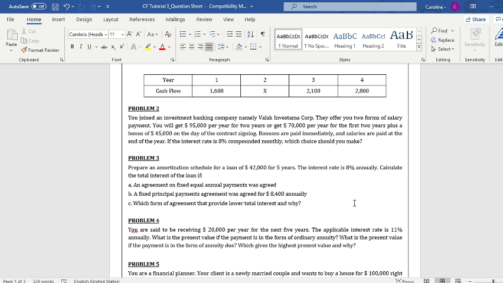A fixed principal payment agreement was agreed for $8,400 annually, and which form of agreement provides lower total interest and why.